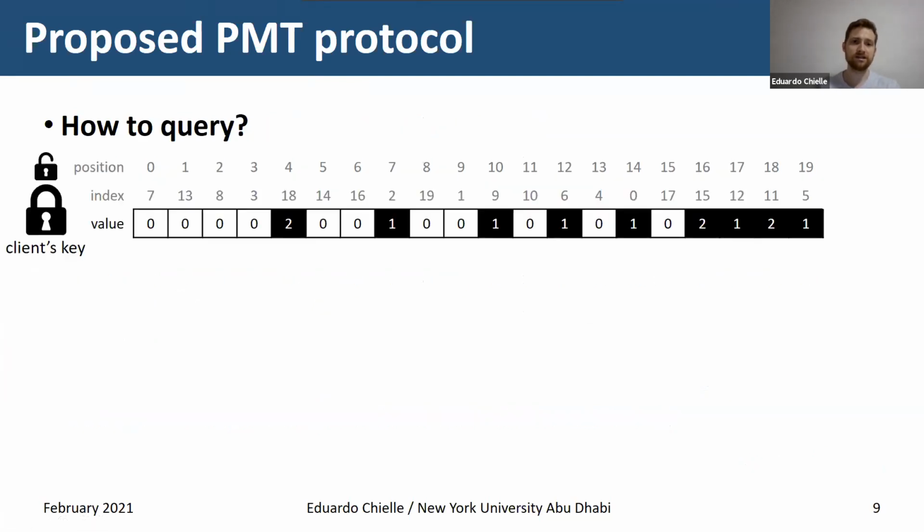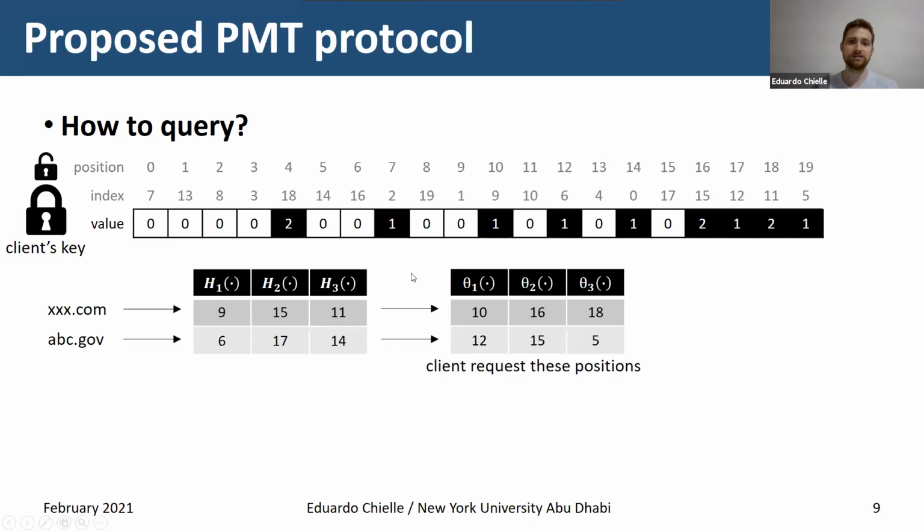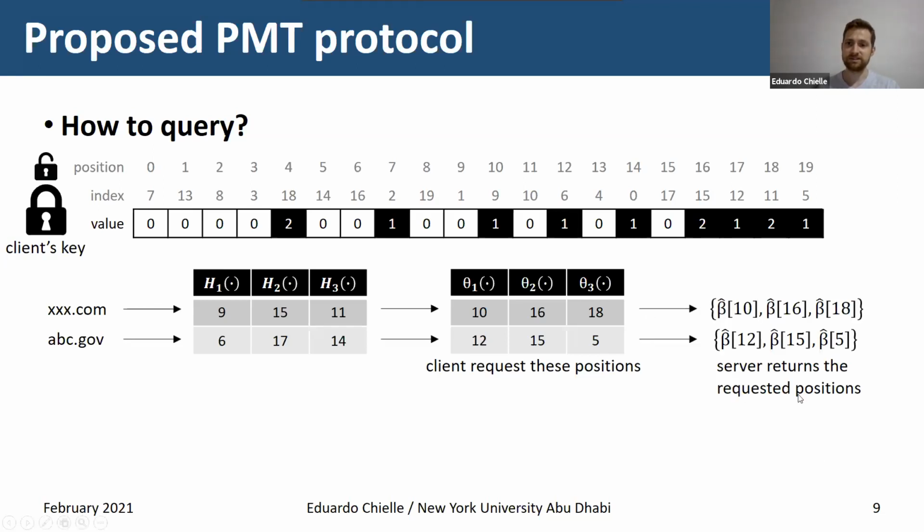So when a client wants to query, what the client does is simply to do again the hash functions and get the integers. Then the client is going to convert from these indices to positions. And these positions are what the client requests to the server in plain text. Now the server simply returns this encrypted Bloom filter at those positions.